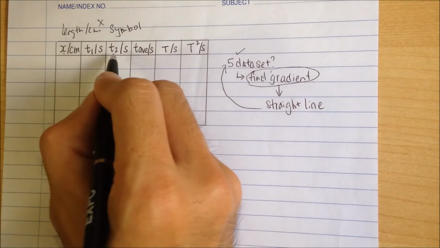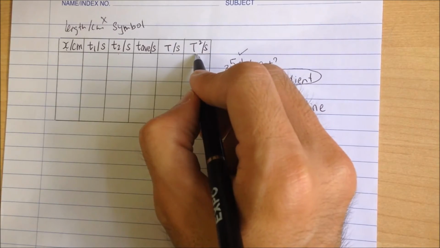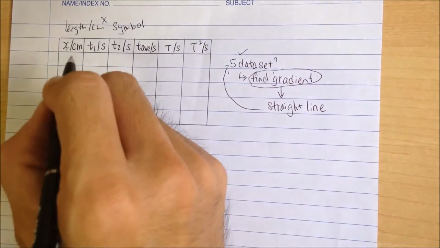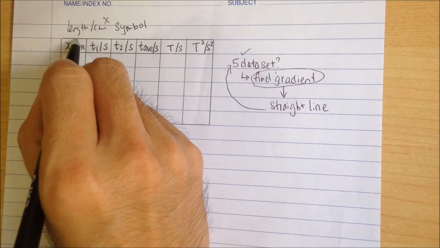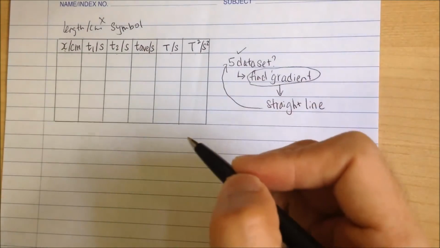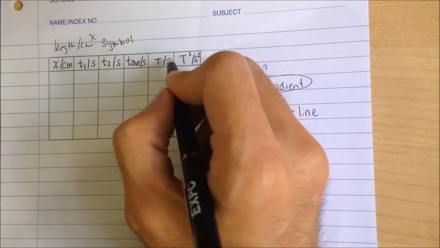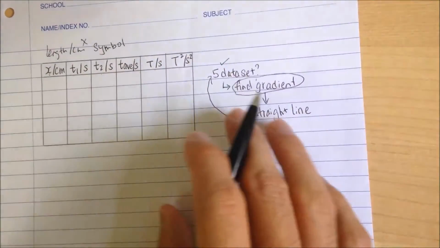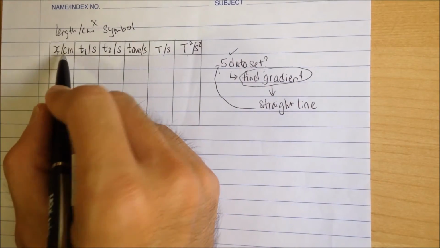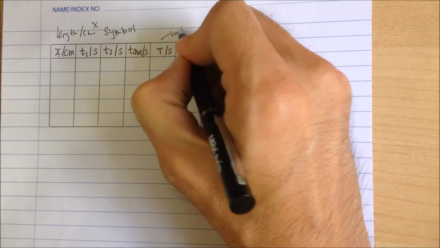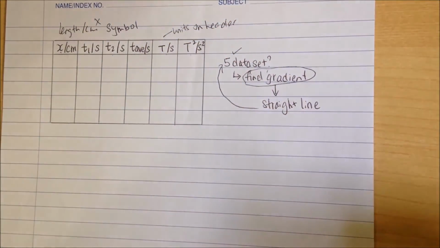x, t1, t2, t average, big T for period, big T square for the square of the period. Okay, so this one is square. Alright, so the next thing is that you must put slash centimeter, slash second, slash second, slash second, slash second, and slash second square for all the readings, because the units must be put in the header, right? So this is how you are supposed to present the data. Okay.